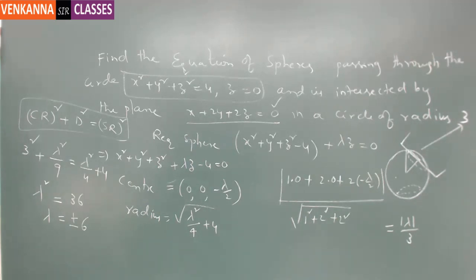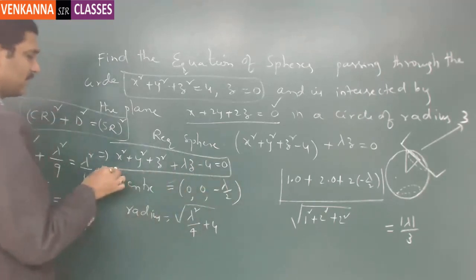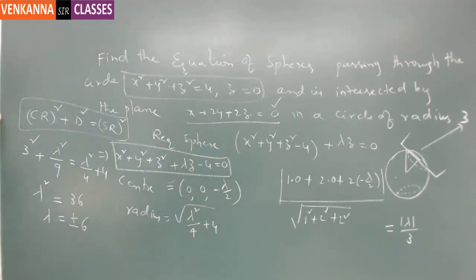So the required sphere equation is nothing but x square plus y square plus z square plus or minus 6z minus 4 equal to 0. That was the solution. The best thing in solid geometry is reading the question one after the other, line by line. If you frame the suitable formula, the answer will come in an easy manner. Nothing difficult at all. It just includes the calculation part. That's it.